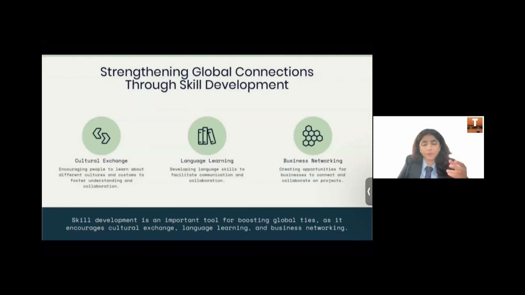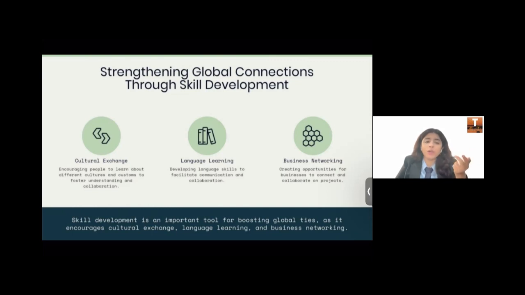We have heard about skill development in previous slides also. So just to cut it short, strengthening global connections through skill development is very essential in today's interconnected world. And skill development programs play a very important role in empowering individuals with necessary expertise and capabilities to engage in international collaboration, contribute to global projects, and address complex global challenges.